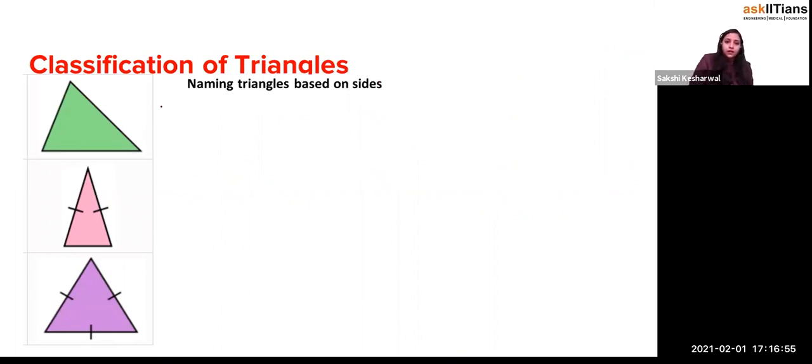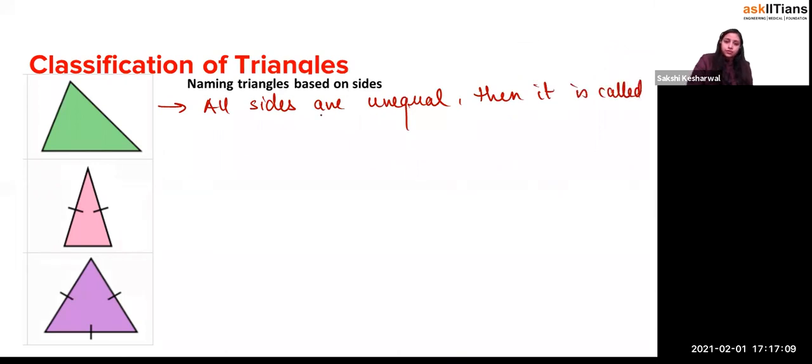So when all the sides are unequal, then it is called a scalene triangle. Let us suppose I made the figure, this is 8 centimeter. We are talking about the sides. We are not talking about the angles. Angles can be acute, obtuse, or right. But right now we are just looking at the sides. So this is 9 centimeter, 7 centimeter, and this is what, beta, 6 centimeter, right?